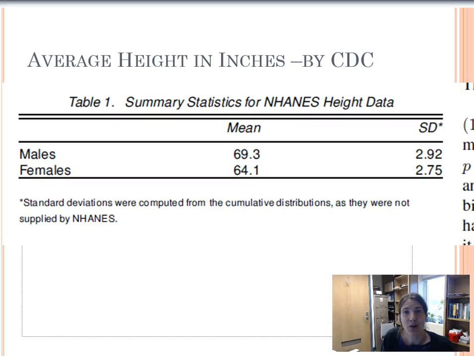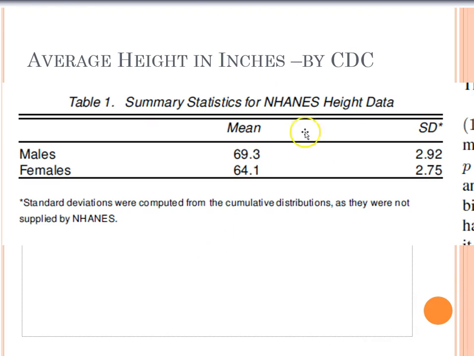So now I'm going to go over a problem to demonstrate how to use the 68, 95, 99.7 rule, as well as some of the Z-tables and Z-calculators, so you guys can see how a problem is done. Here we have some summary statistics from the National Health and Nutrition Education Survey, and this survey is performed by the Center for Disease Control.